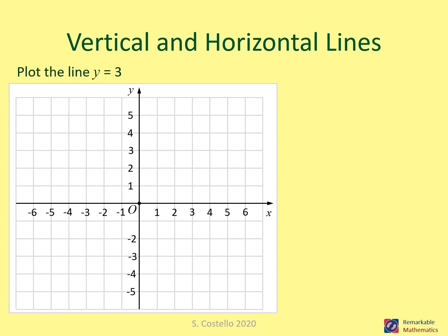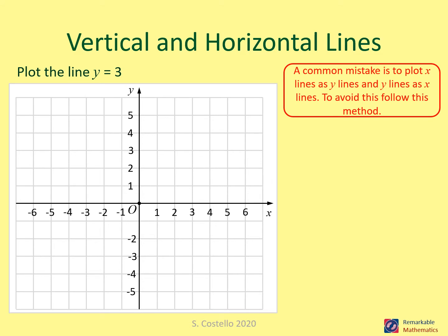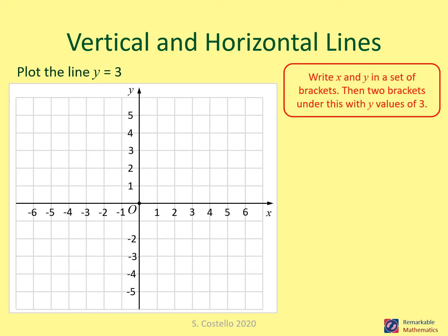So plot the line y equals 3. A common mistake is to plot the x lines as y lines and the y lines as x lines. To avoid this, follow this method. Write x and y in a set of brackets. Then two brackets under this with the y value of 3. So there's our x, y. There's two sets of brackets with 3 in both of them.